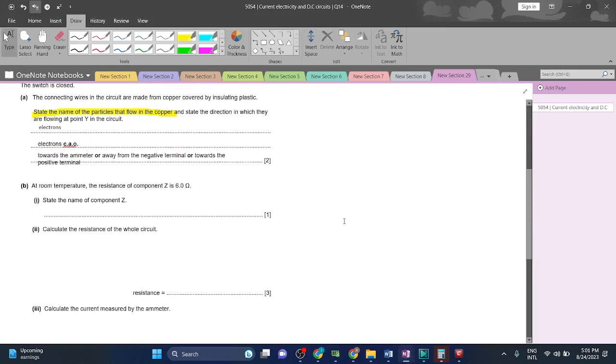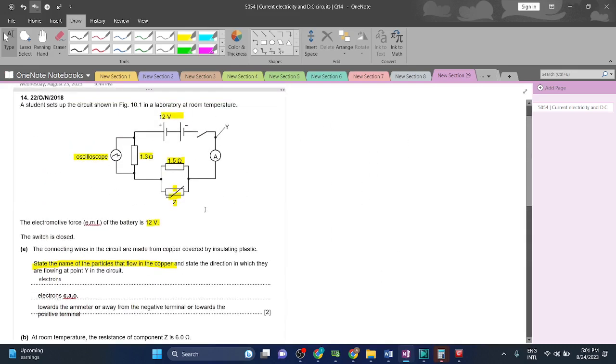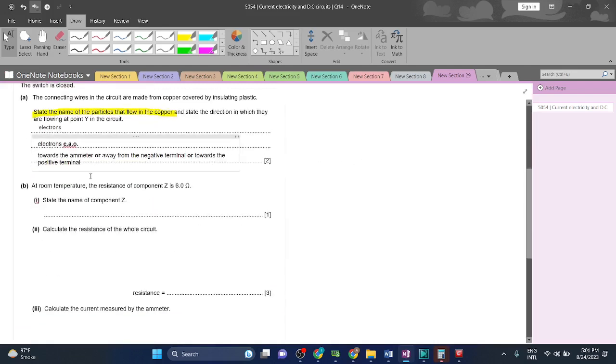आगे चलते हैं. At room temperature, the resistance of component Z is 6 ohms. State the name of the component Z. The component Z is the only thing which is dependent on the temperature, and the resistor which is dependent on the temperature is the thermistor. Thermistor होता है. Thermistor is the only resistor that is dependent on the temperature. ठीक है ना? That is why they have mentioned the room temperature.